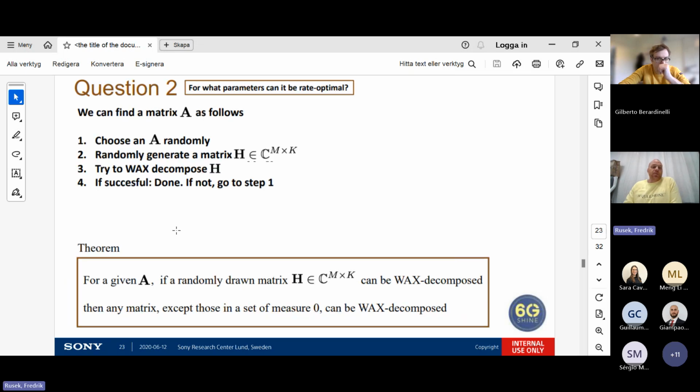So here is basically a little recipe. You take A randomly. You would like to have it sparse and 0-1. So you just generate one. You generate a matrix H. You try to do the wax decomposition. If you are successful, then you have found your A. Otherwise, you have to regenerate another one.